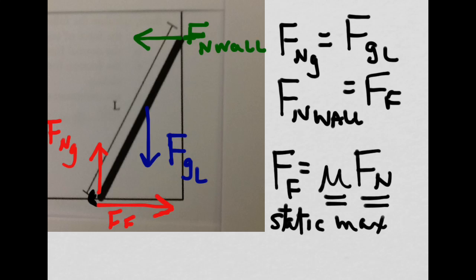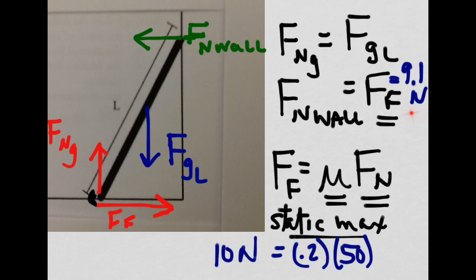If the maximum frictional force possible is greater than what you've got, then it's going to stay standing. In this particular problem, we'd already figured out that the normal force on the wall, which is equal to the frictional force, was 9.1. It told us we had a mu of 0.2, and we already knew that Fn was equal to Fg. We knew from the beginning that Fg was equal to 50. So we know that the max static friction possible is 10 newtons. We're only needing 9.1, so this will stay standing up.